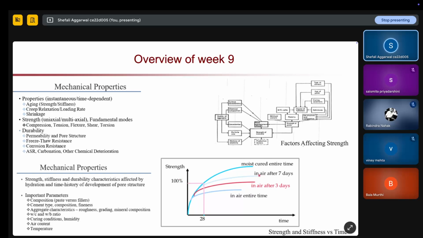But if it is in air after 7 days of moist curing, it is a little bit less than 100%. If it is in air after just 3 days of moist curing, it will be much less, and if it is just air curing, normal curing, it will be very less, it won't get 100% of strength. So that's why approximately at 28 days we will have 95 to 98% of strength gain. We usually won't get 100%. This is not our characteristic strength, this will be our target strength. Okay.